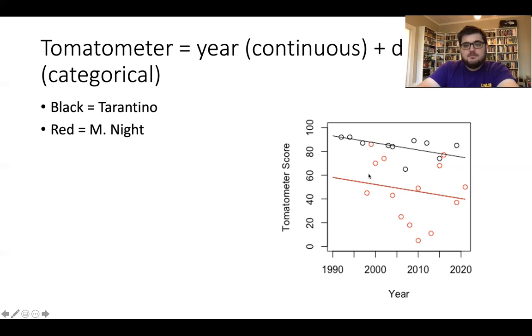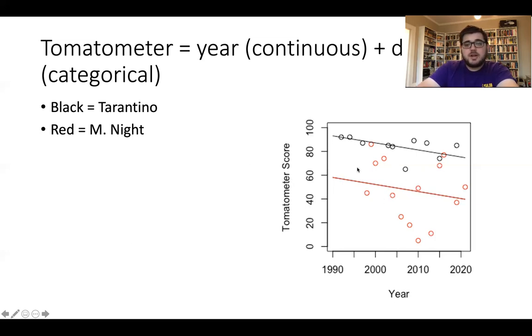And these are both looking like they're going down over the years, at about the same rate, but M. Night Shyamalan's movies kind of started off worse overall than Quentin Tarantino's movies. And they both go down, but Quentin Tarantino at least started higher and went down from there. M. Night Shyamalan started lower and went down at about the same rate. That's according to the limited data we have.